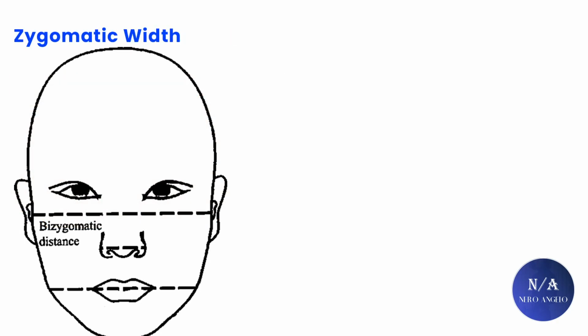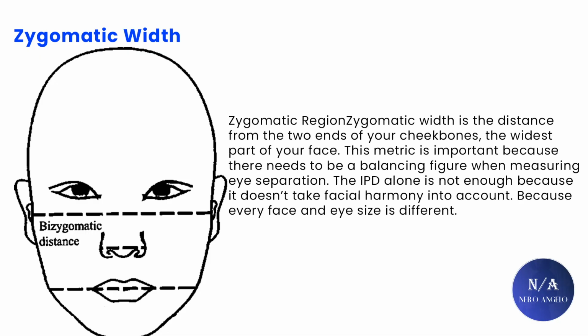Zygomatic width. In simplest terms, zygomatic width or bizygomatic width is the widest part of the face. The zygomatic area of the face is where you can find your cheekbones. Zygomatic width is the distance from the two ends of your cheekbones, the widest part of your face. The metric is important because there needs to be a balancing figure when measuring eye separation.